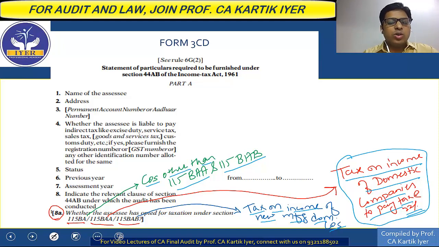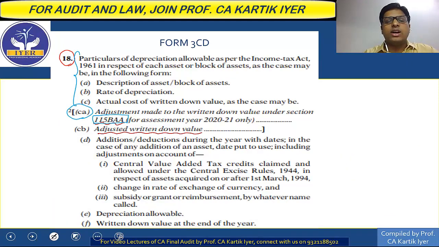This is the area which we had done. Okay. So in relation to that, we have to provide the written down value. What is the adjustment made to the written down value? And finally, we have to give the adjusted written down value. That is what we have to provide here. Okay. And that is it in relation to that, and the other areas still stay the same. That is for clause 18.